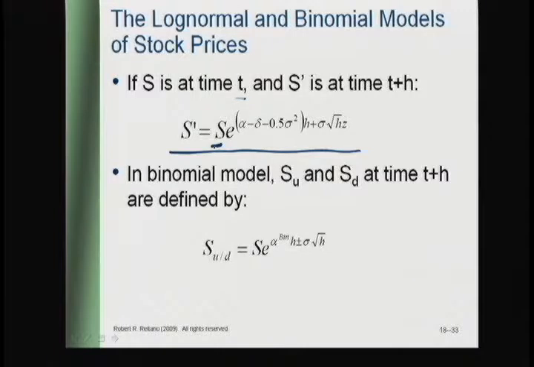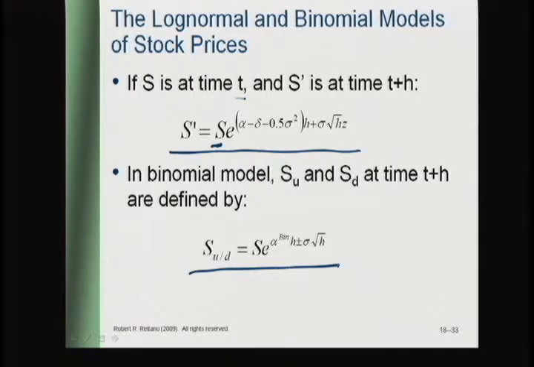Now, what do we do in the binomial lattice? Well, the up and down prices, which are the S prime prices, the prices in the next period, we have this simple formula. We take the price at the beginning of the period, and we multiply it by an up return or a down return. What is the form of the up and down return from the earlier chapters 10 and 11? They're always of the form e to some alpha times h plus or minus sigma times square root of h.